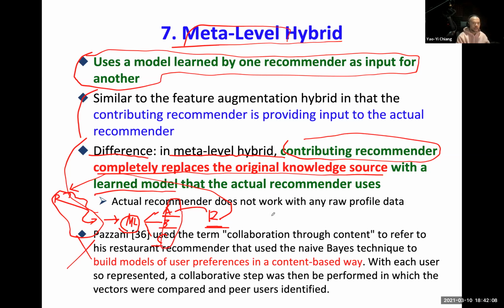For augmentation, you are still using some of the original data, right? So you're augmenting this sparse matrix. You still have some ratings from the original raw data.